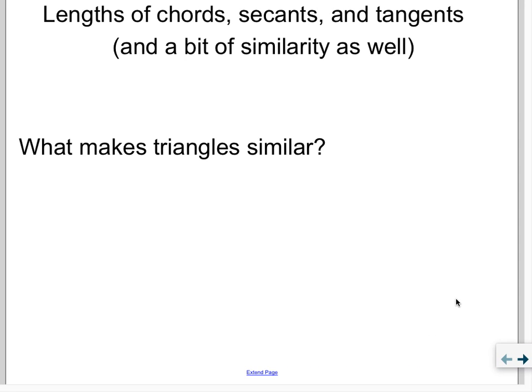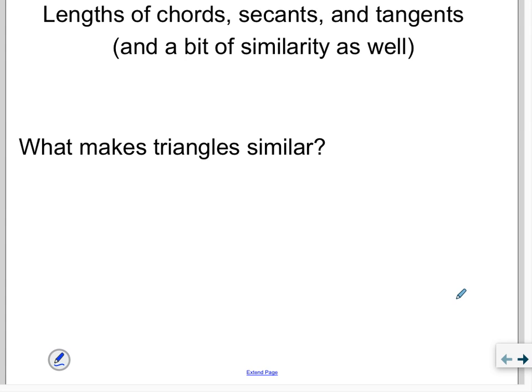So in this lesson, we're going to take a break from finding the measures of arcs and angles, and we're going to talk about finding the lengths of chords, secants, and tangents that are drawn to circles. And in order to do this, we're going to have to advance a little bit and talk about what makes triangles similar, because this is all based on similar triangles.